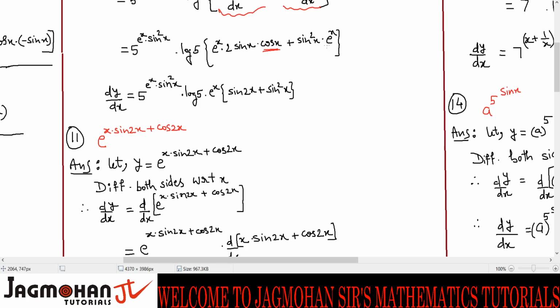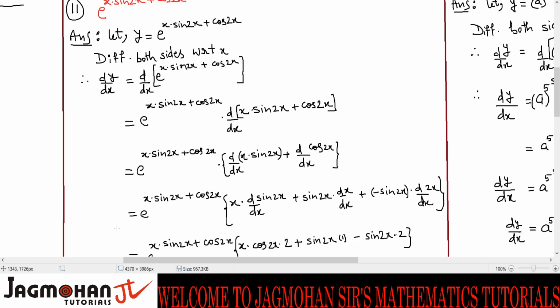2 sine x cos x is sine 2x, and sine square x here. E raised to x is there in both the terms, so e raised to x has been taken common. So 2 sine x cos x is written as sine 2x, and e raised to x from here and here is gone out. This is the final answer. Then we have question number 11.